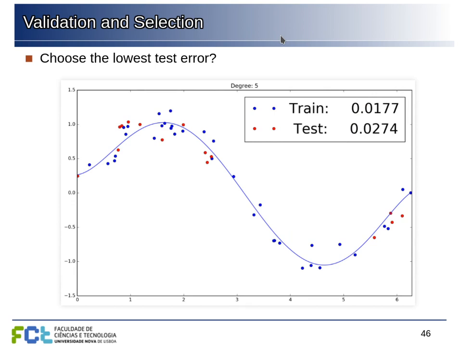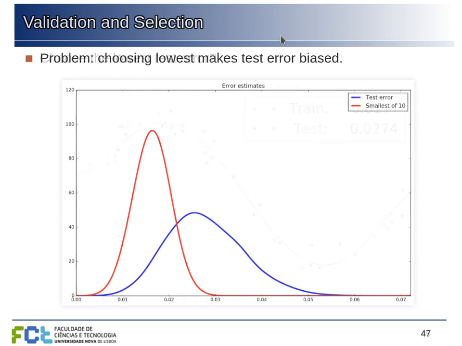Now, one problem with this is that when we choose the lowest test error, then this is no longer really a test error because we are making a choice. And this is a problem that results from choosing based on that value. So imagine that we are rolling dice and have this distribution. So this is the distribution from which we can sample some value. But what we do is that we take a sample of 10 and then choose the smallest one, and then do the same thing again and again and again.